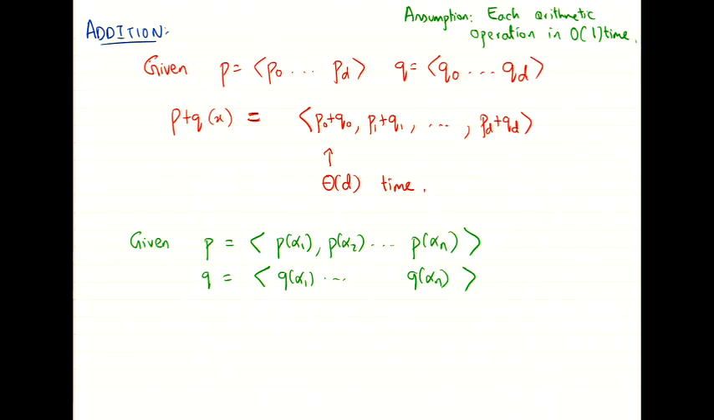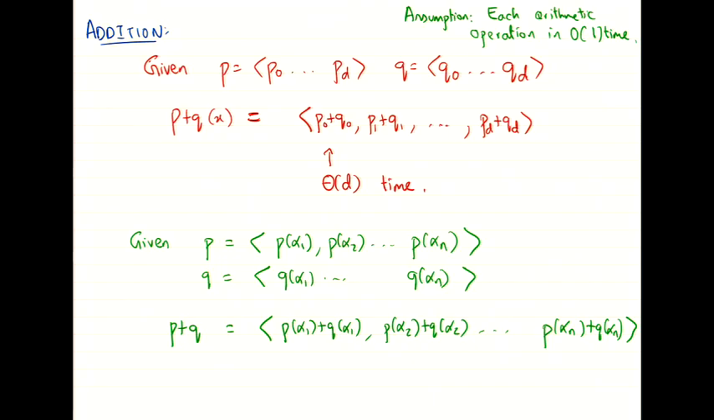And so now, if you want to find the representation of the sum of those 2 polynomials, meaning the evaluations of P plus Q, what would that be? That would just be the sum of these 2 vectors, right? So the evaluation of P plus Q is just P of alpha 1 plus Q of alpha 1, P of alpha 2 plus Q of alpha 2, up to P of alpha n plus Q of alpha n. So adding polynomials just corresponds to adding their evaluations at these points.